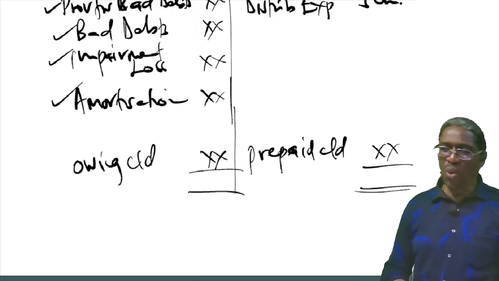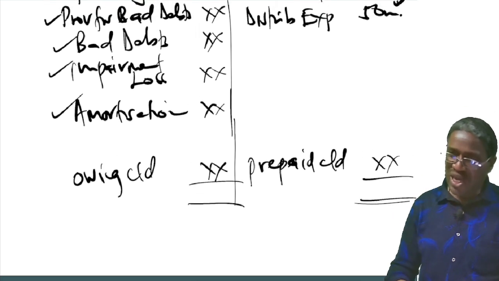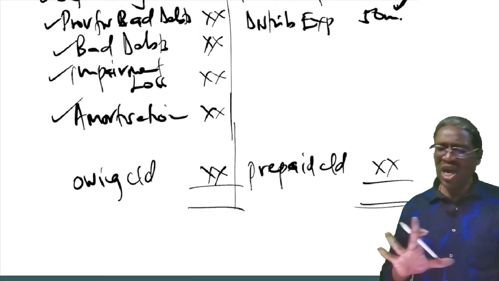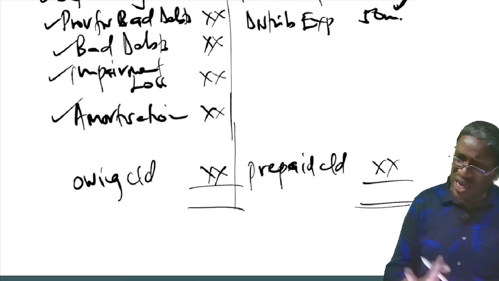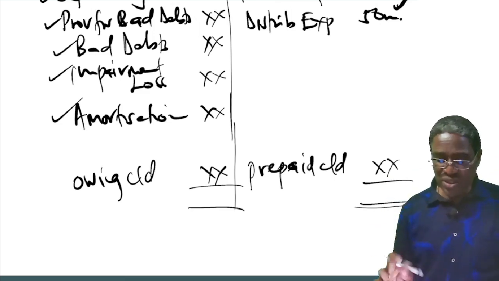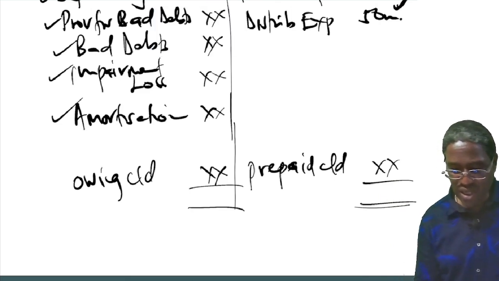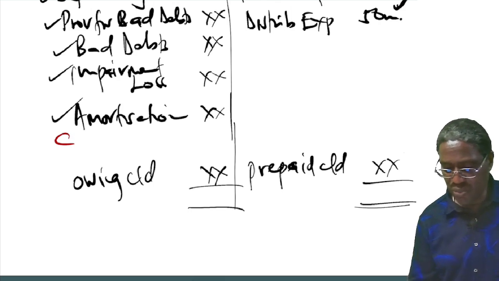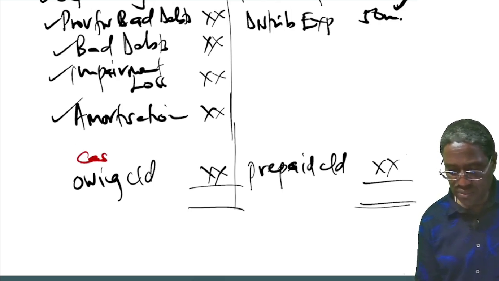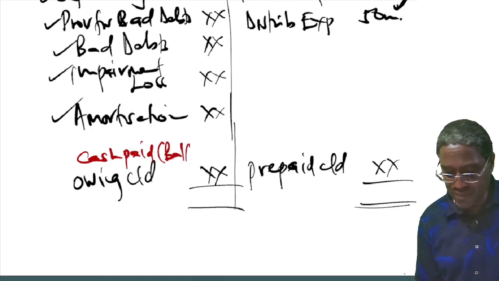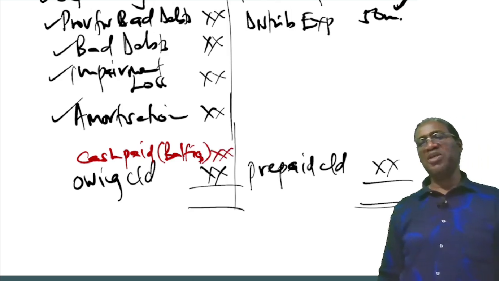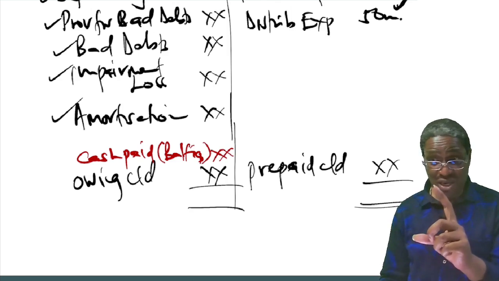Now, once you do this, there will be a balancing figure. I'm assuming you have fed in everything in the account. Once you do this, there will be a balancing figure in this account. That balancing figure will now represent the cash paid. It will represent the cash paid as a balancing figure to represent the cash paid for services rendered.